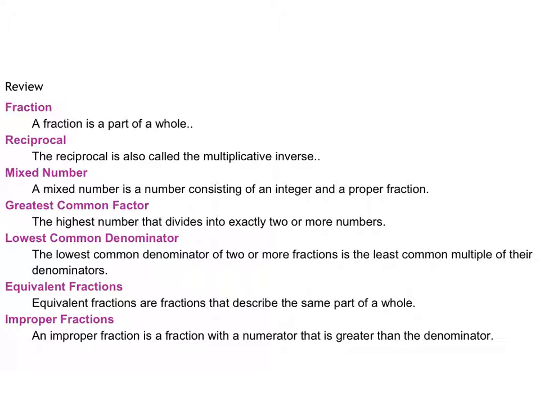Here's a review of our important terms. A fraction is a part of a whole. A reciprocal, or multiplicative inverse, means we flip the fraction. A mixed number is a number consisting of an integer and a regular fraction. The greatest common factor is the highest number that divides exactly into 2 or more numbers. The lowest common denominator of 2 or more fractions is the least common multiple of their denominators, or their bottom numbers. Equivalent fractions are fractions that describe the same part of a whole. And an improper fraction is a fraction where the numerator is bigger than the denominator, or the top is bigger than the bottom.